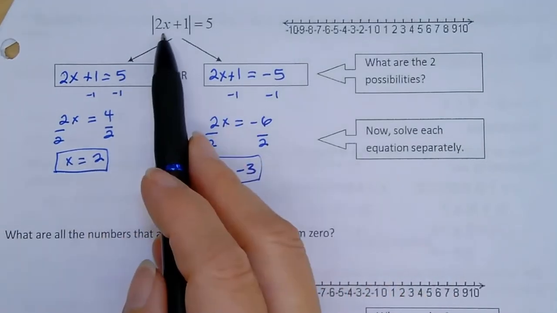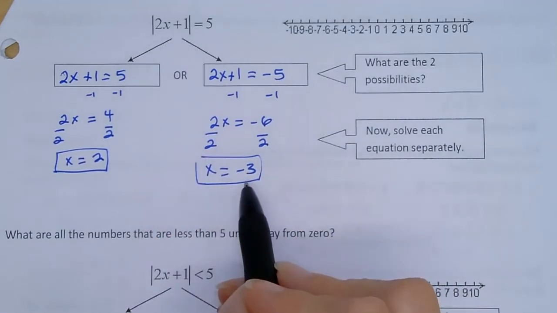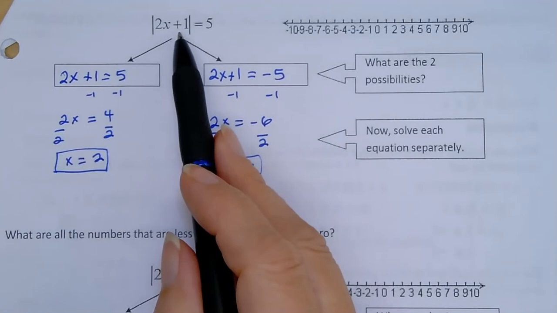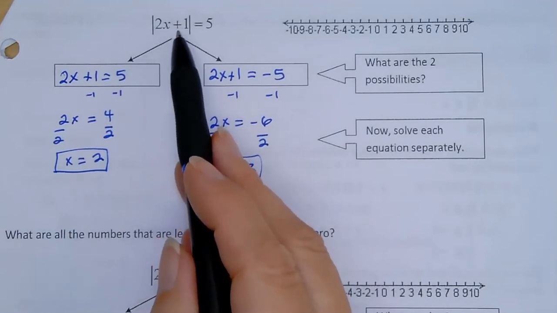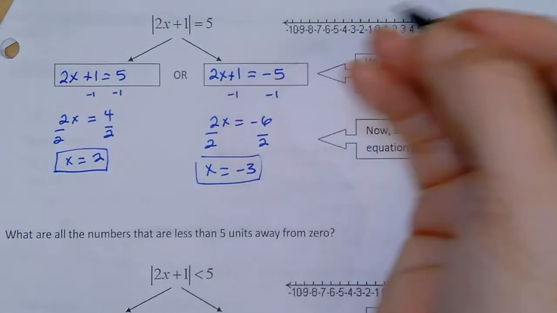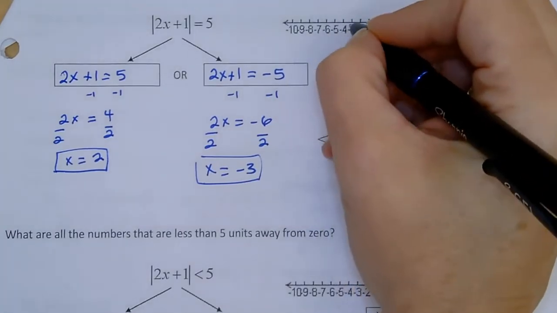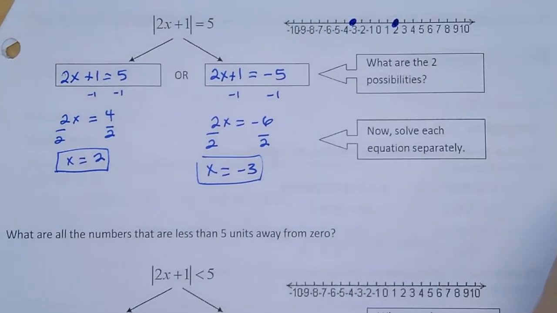If I plug in 2, I get 4 plus 1 is 5. The absolute value of 5 is 5. If I plug in -3, I get -6 plus 1. That's -5, but take the absolute value of -5 and you get 5. So when we're working with our equation, I have one answer right here at 2 and one answer right here at -3. Those are my options, just those exact numbers.